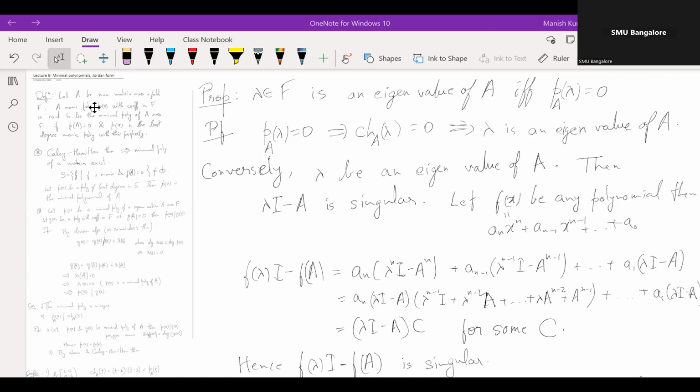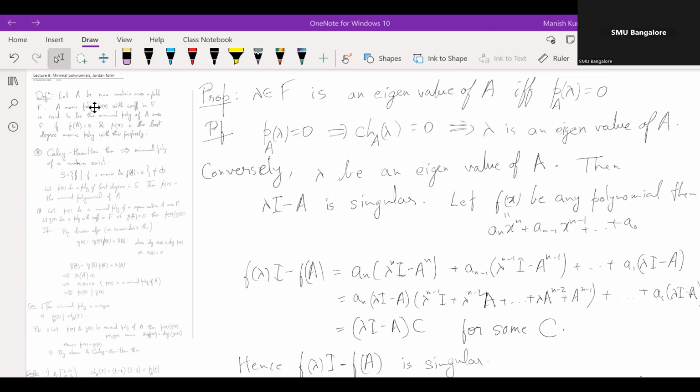So now let f(x) be some polynomial. For instance, we'll put f(x) to be the minimal polynomial. So say it looks like a_n x^n plus a_{n-1} x^{n-1} plus up to a_0. And let's try to compute f(lambda) I minus f(A). So this is some linear operator. f(lambda) is some number, you multiply by I, and then f(A) is going to be, you just plug in, a_n A^n, a_{n-1} A^{n-1}, and so on up to a_0 I. So if you take the difference, what do we get?